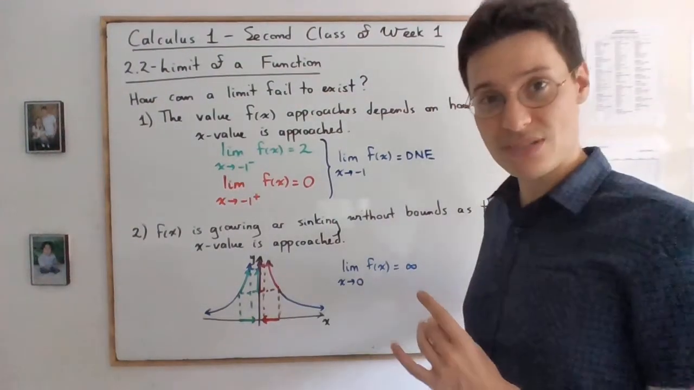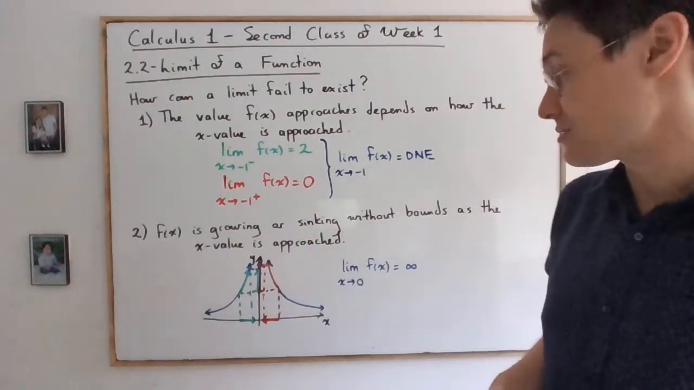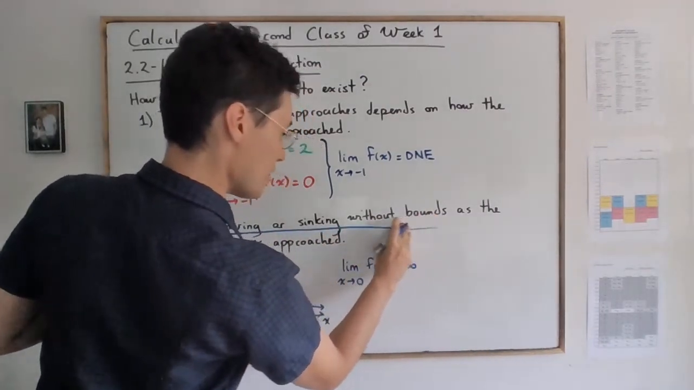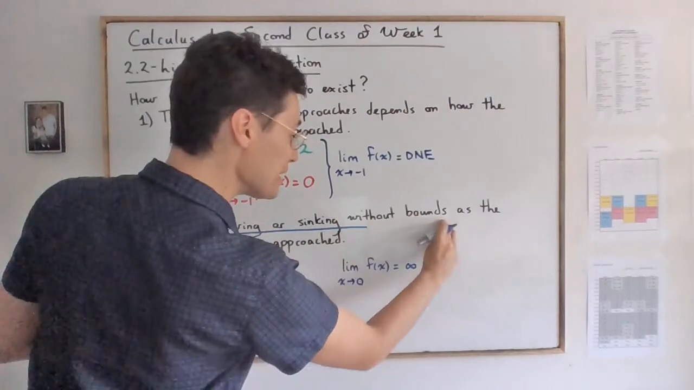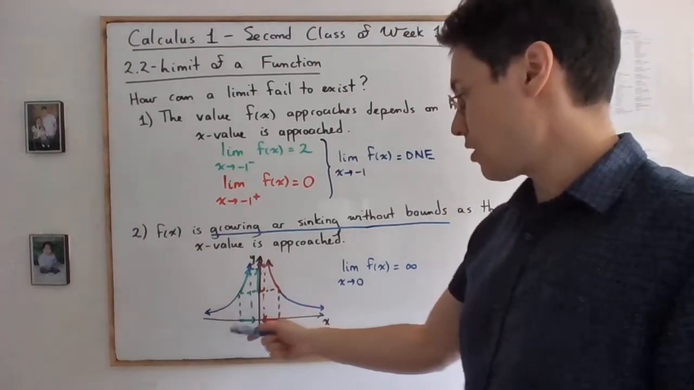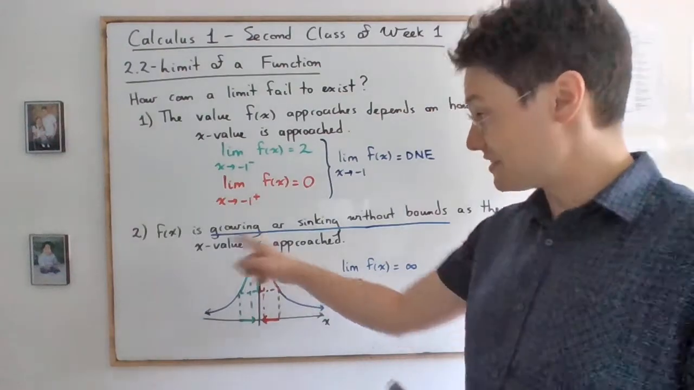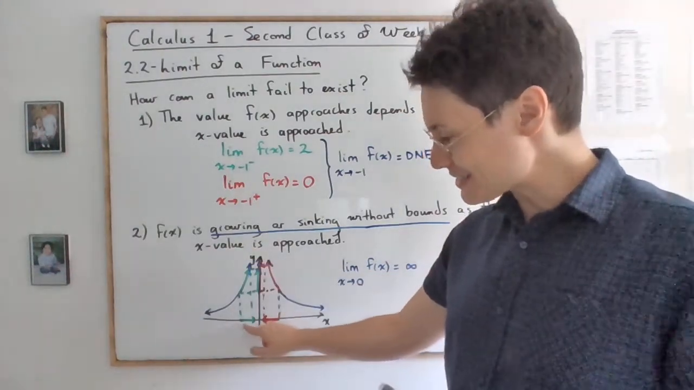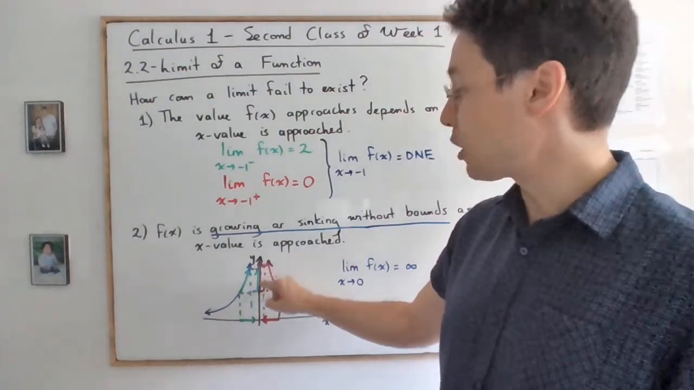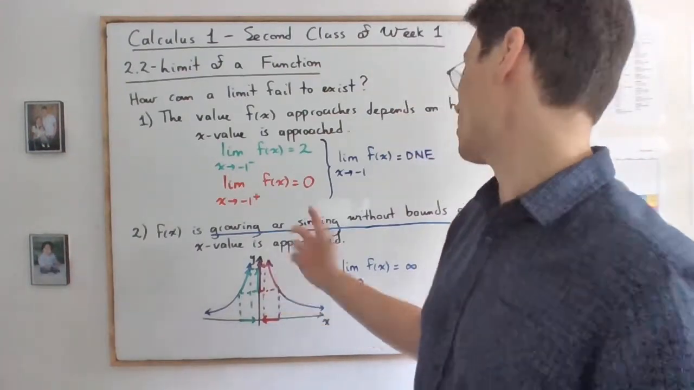Number two that we also saw last class was that the function was growing or sinking without bounds. This is actually the important wording: as the x value is approached. For example, as we approach 0 from either side of this function f of x, as x is approaching 0 from below, the function is blowing up, and the same thing is happening when x is approaching 0 from values above. The function is also blowing up.